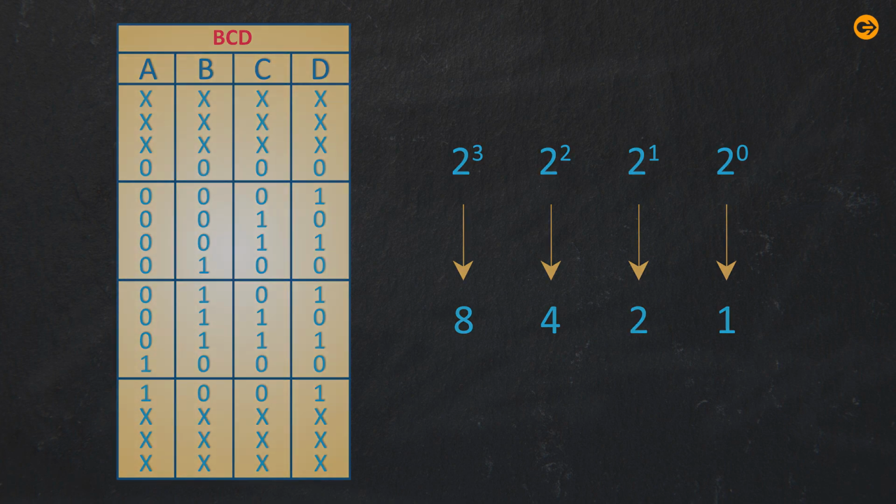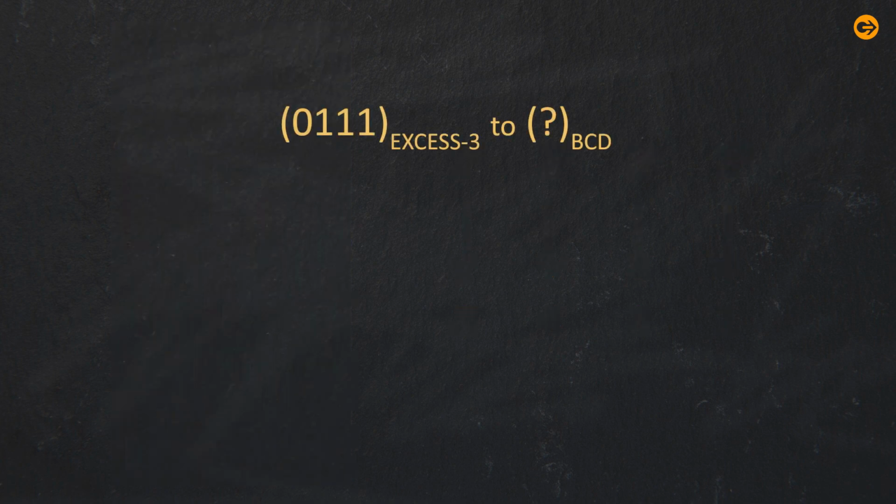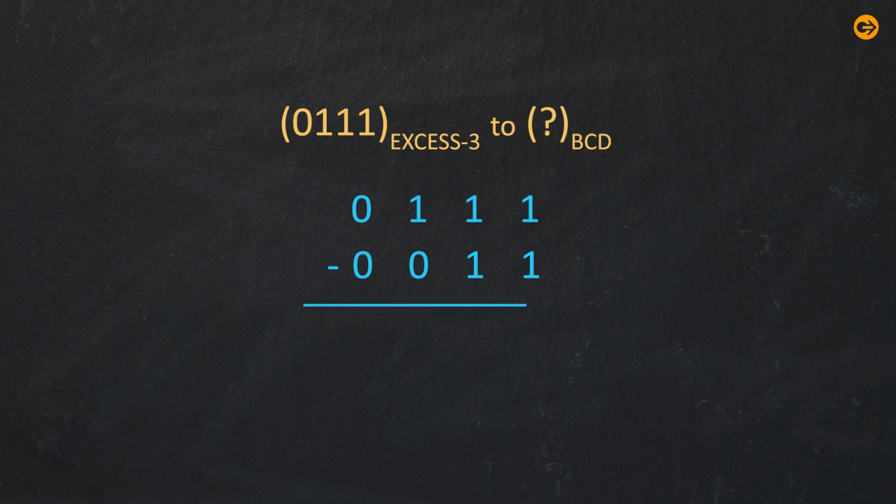Now, we are going to convert an XS3 number into a BCD number through an example. At first, we take the 4-bit binary number 0111. Now, the 4-bit binary number is subtracted by 3, minus 0011, which results in 0100 in BCD. In this way, we can convert an XS3 number into BCD.